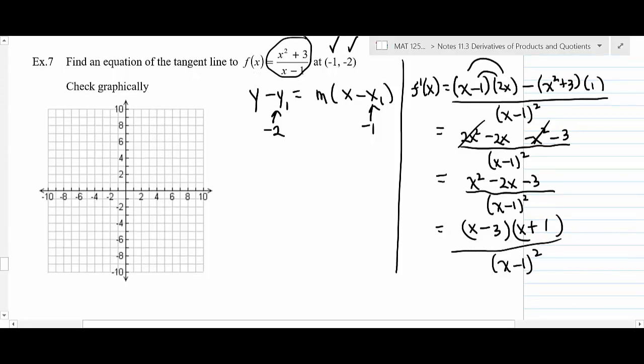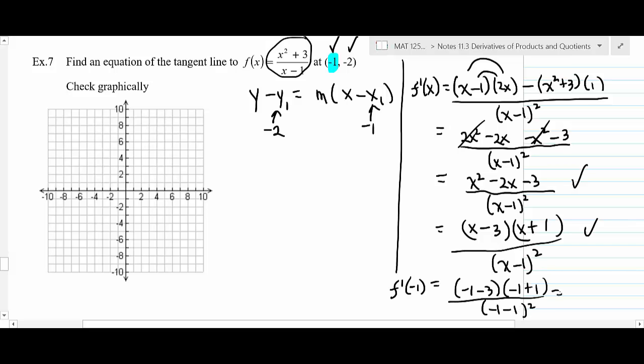Now what you need to do is plug in the -1, because you're finding the slope of the tangent line at that x value. So you're really doing f prime of -1. You can plug it in either place, into the factored form or either here or there. Let's just plug it into the second way. So that's -1 minus 3 times -1.